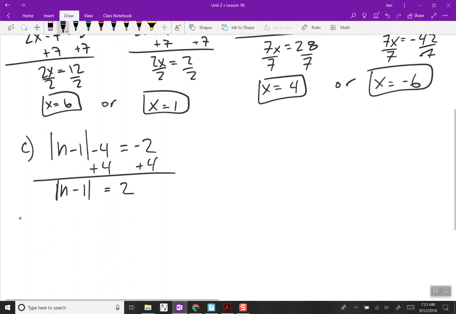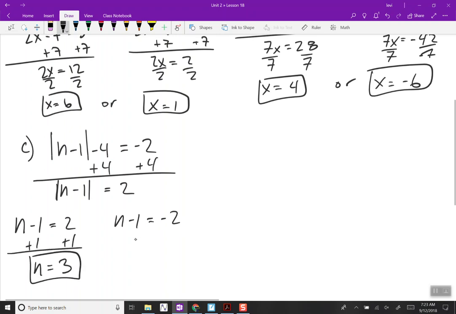So now we have our positive side and our negative side. N minus 1 equals 2. Negative side, n minus 1 equals negative 2. Add 1 to both sides. N equals 3. Add 1. Or n equals, what is that, negative 1?